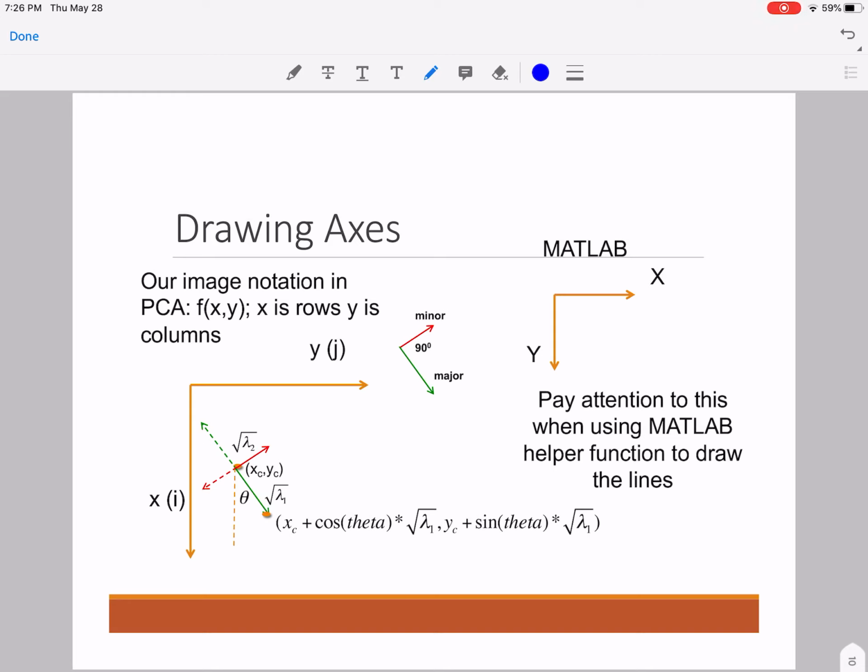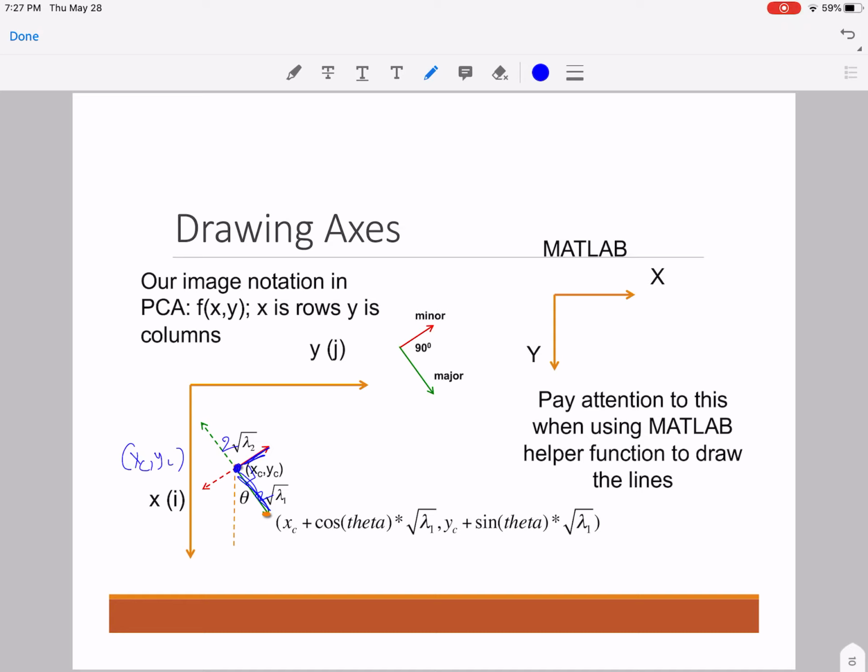Once you have obtained the major axis and the minor axis, you can actually use MATLAB to draw these axes. You would have already identified the center of an object, xc comma yc. As I mentioned before, 2 times root of lambda 2 is going to be the length of the minor axis, and 2 times root of lambda 1 is going to be the length of the major axis. These two are going to be perpendicular to each other. Using some trigonometry, you can draw these lines in MATLAB.